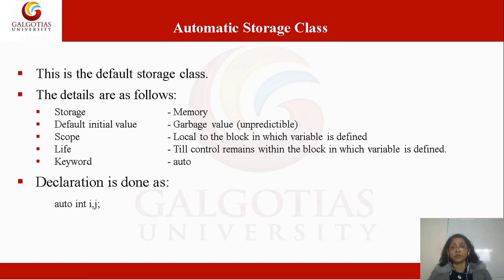Now, what is the automatic storage class all about? How is it going to decide the lifetime, accessibility, scope, and of course the default value? By default, when you declare a variable like int x, the storage class is always automatic. The value is going to be stored in memory, RAM. The default initial value is a garbage value. That's why we always initialize as per our requirements.